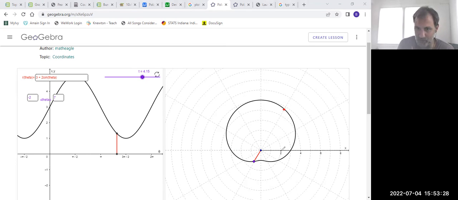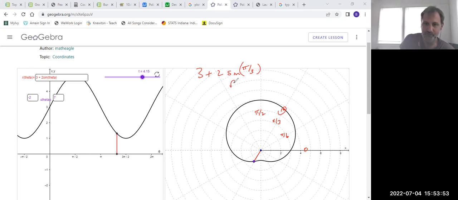What is that point? Well, let's just do the math. Let's see, this is my 0 radians. I think this is going to be pi/6. This is going to be pi/3, and this is going to be pi/2. So what happens if I stick pi/3 into this function? 3 plus 2 sine of pi/3. Okay, sine pi/3 is square root of 3 over 2. So this is 3 plus 2 times square root of 3 over 2. So this ends up as 3 plus the square root of 3.